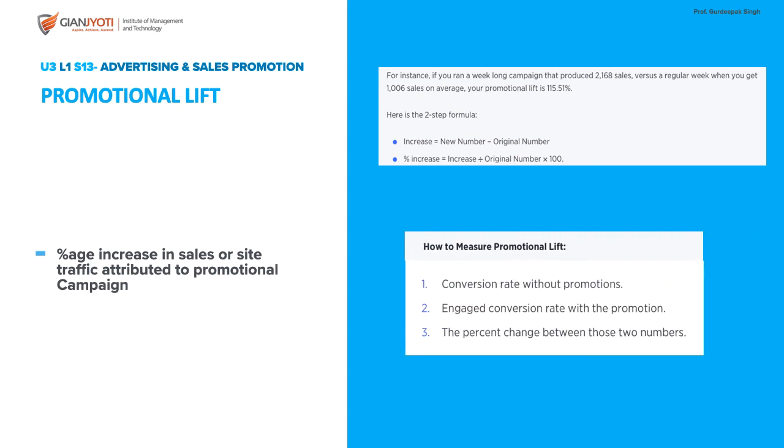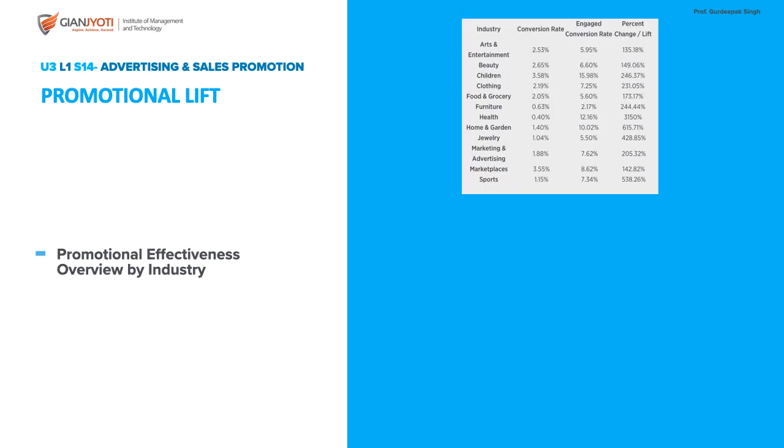Now, how to measure the promotional lift? Firstly, you have the conversion rate without the promotions. Then you engage the conversion rate with the promotion for a certain period of time, and then you calculate the increase. Now, if we look at different industries, the conversion rate with the promotion, and that is the promotional lift, is different for different industries.